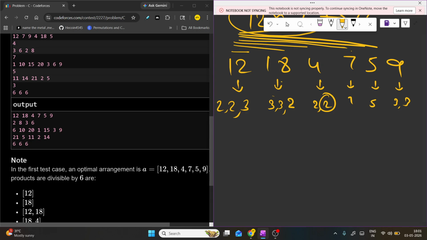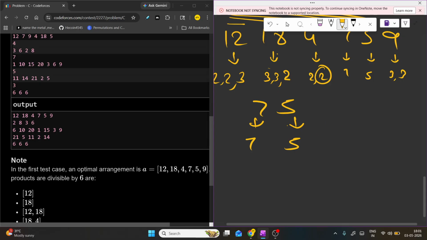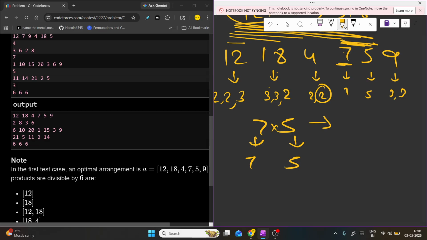So for an example, if we take the subarray 7 and 5. Here the prime factor of 7 is 7, the prime factor of 5 is 5. So both elements do not contain at least one 2 or at least one 3. So together they won't be divisible by 6. This single element 7 won't be divisible by 6, and this 5 will also not be divisible by 6. Now let us consider this subarray 7, 5, 9.